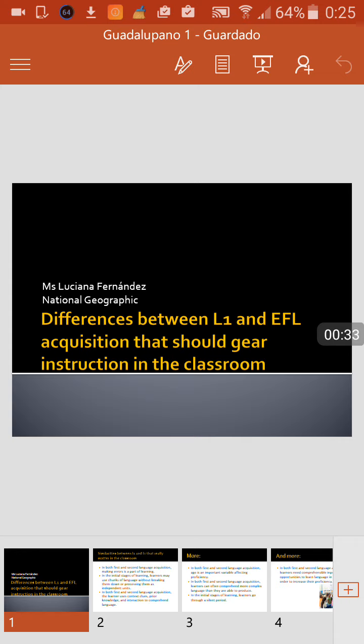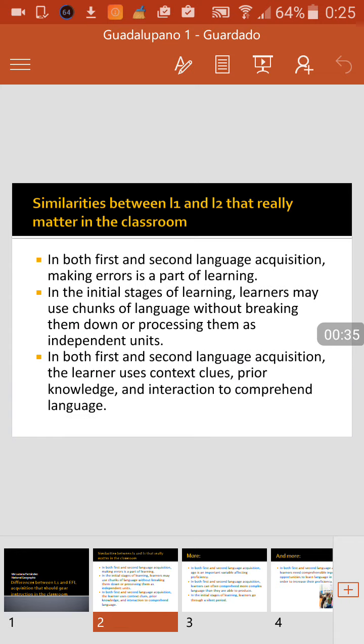English to young learners. To begin with, and as a reminder, we talked about the similarities between L1 and L2 that really mattered in the classroom. We said that in both first and second language acquisition, making errors is part of learning. Students' errors will reflect the hypotheses they are making about language.